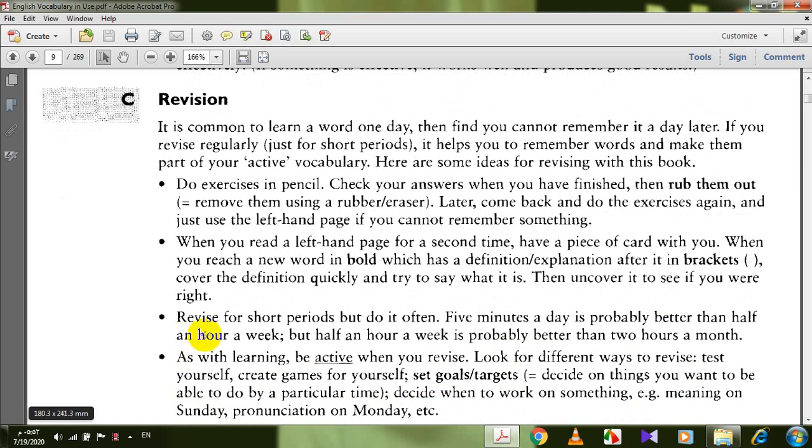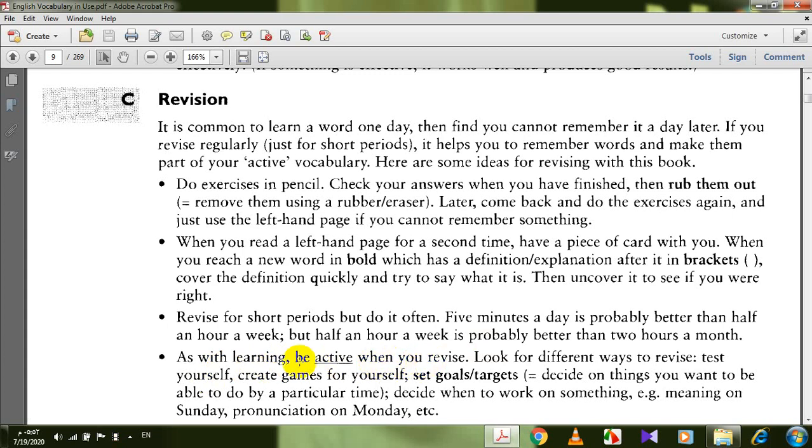Revise for shorter periods, but do it often. Five minutes a day is probably better than half an hour a week, but half an hour a week is probably better than two hours a month. So this means that you have to study for shorter periods of time and study frequently. As with learning, be active.